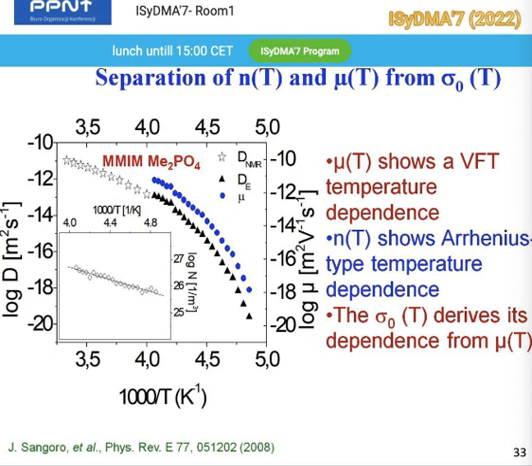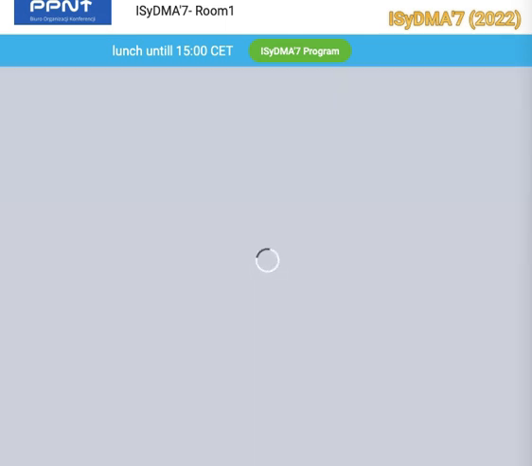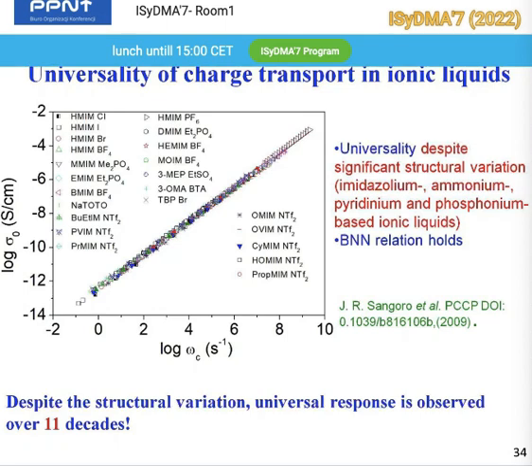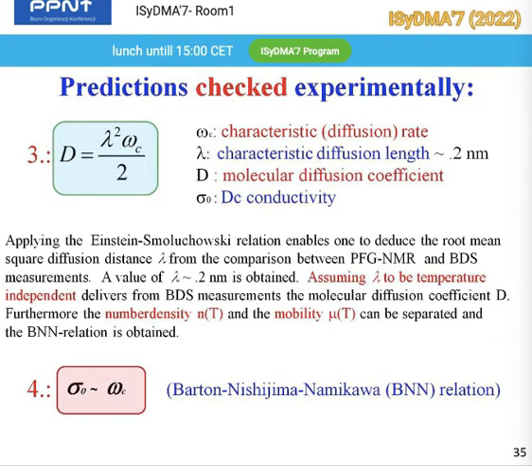Okay, and now let me summarize this. We checked the relationship between the conductivity and omega C for a lot of different ionic liquids, and we always observed that this so-called BNN relationship is perfectly realized. So let me summarize also this finding. By combining NMR measurements and dielectric measurements, we observe full agreement with this prediction.